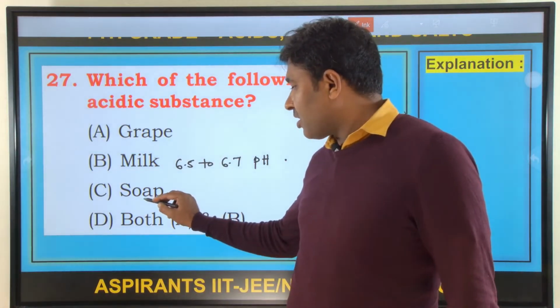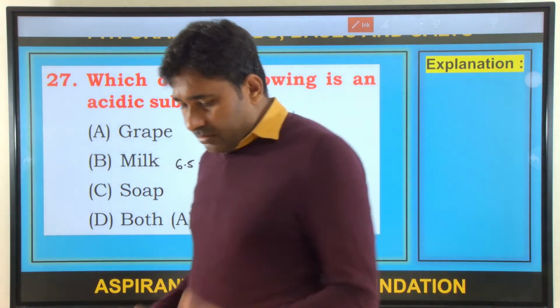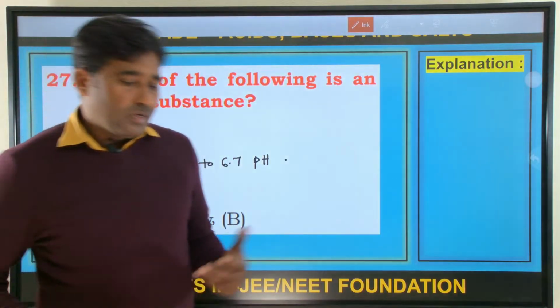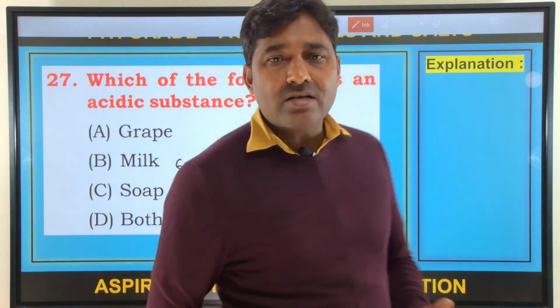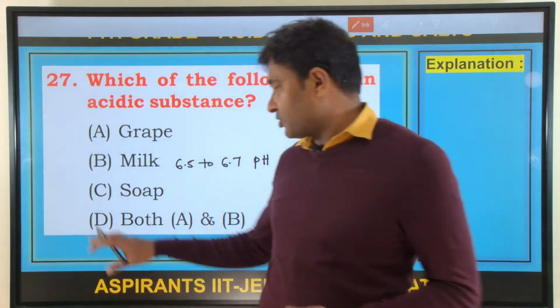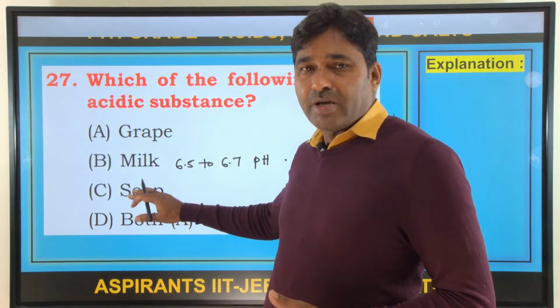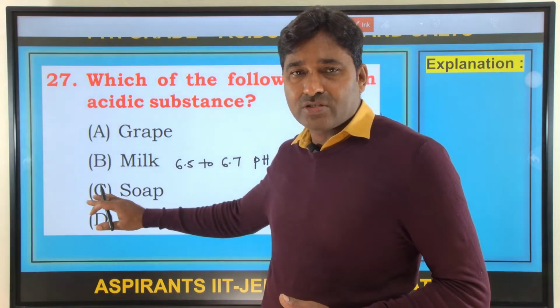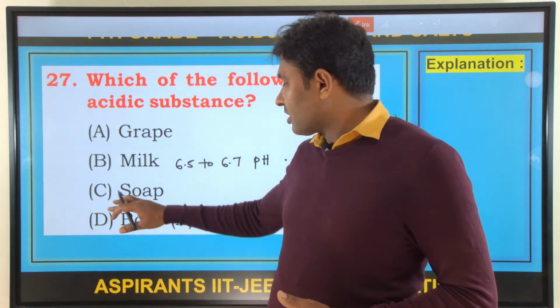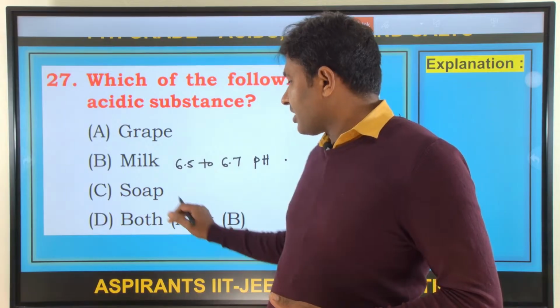So soap is what? Sodium hydroxide and potassium hydroxide are generally used in the preparation of soaps. That means soaps are basic in nature. Basic components are used in the preparation of soaps. That is why soaps are basic in nature.